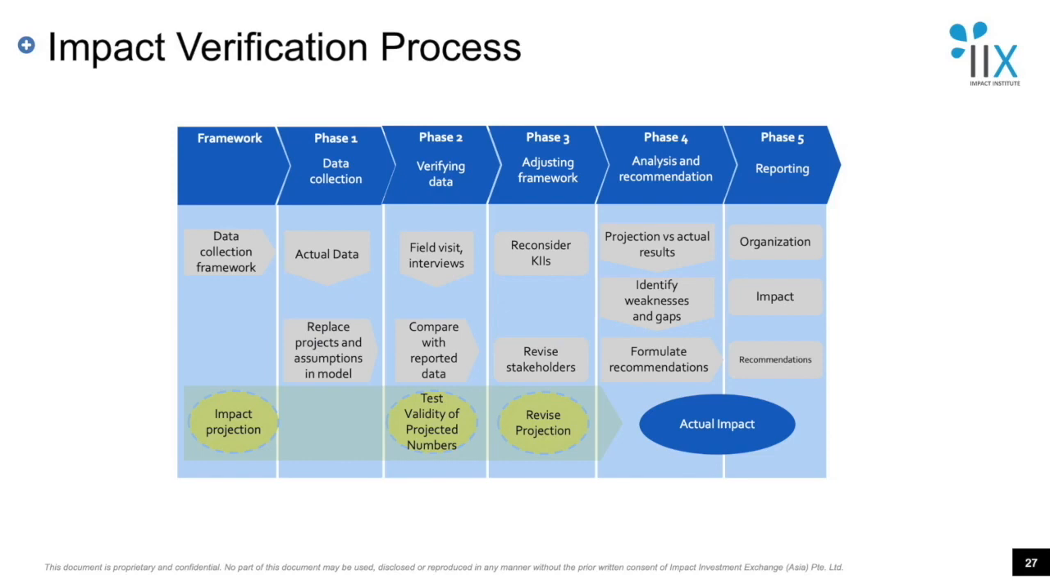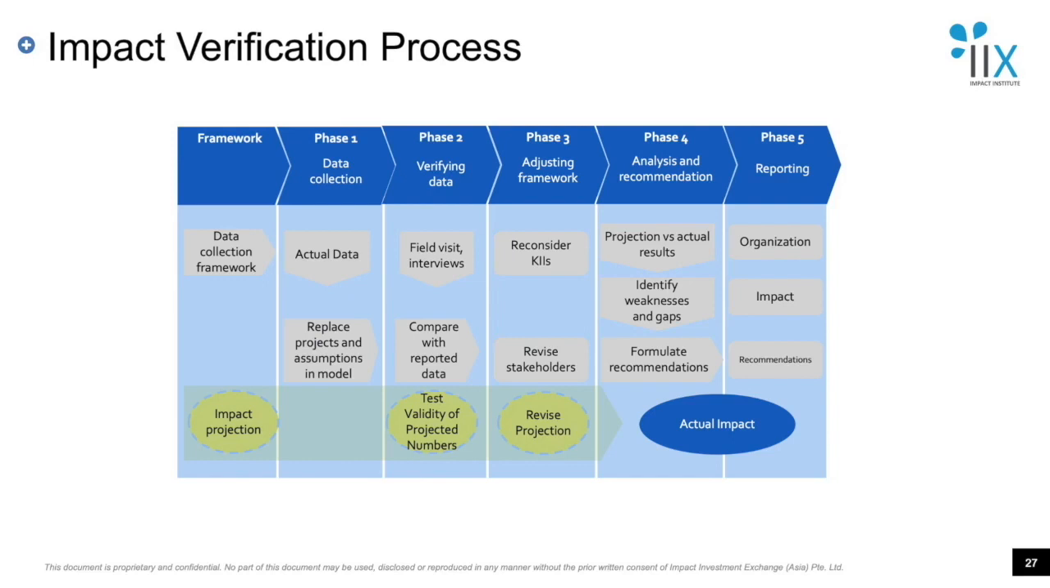Now, in terms of the impact verification, what you see here is a little bit more detail of the chart that you saw a couple of slides ago. You're looking at the framework, and once again, it's really based on the mission of the organization. Then you have the data collection, based on after you do the impact value chain. You then verify the data. You adjust the framework. Once again, maybe you came in with certain thoughts and that's not what it looks like, so you go back and readjust it. And then you do the analysis and the recommendation.